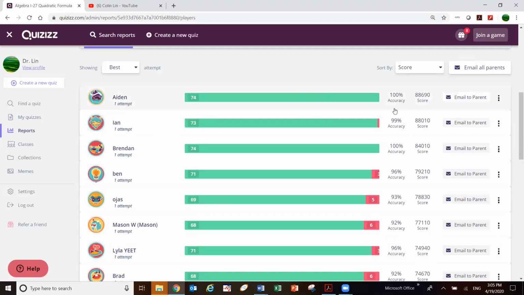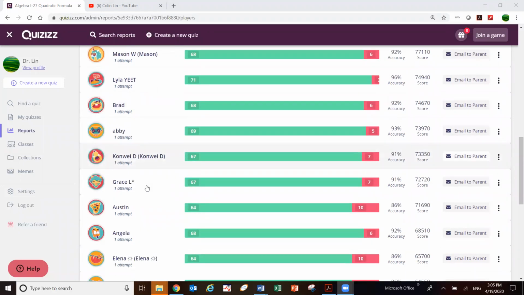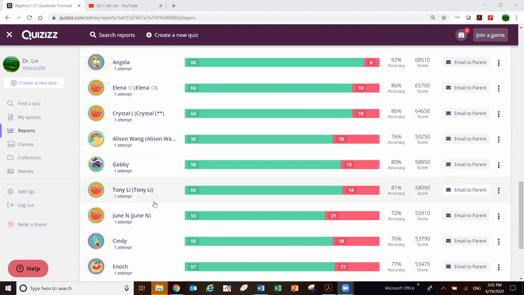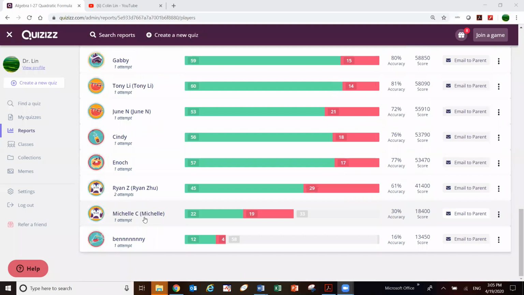So here, 100% means one of them is wrong, right? But still a lot of people did well. I'm really proud of you guys. First, I see Aiden, a very high percentage. Then Brandon, Ben, Jess, Mason, Lila, Brad, Abby, Conway, Grace, you guys still have 7. Austin, Angela, Elena, Crystal, Allison, Gabby, Tony, June, Cindy, Enoch, Ryan. A lot of people did try here.